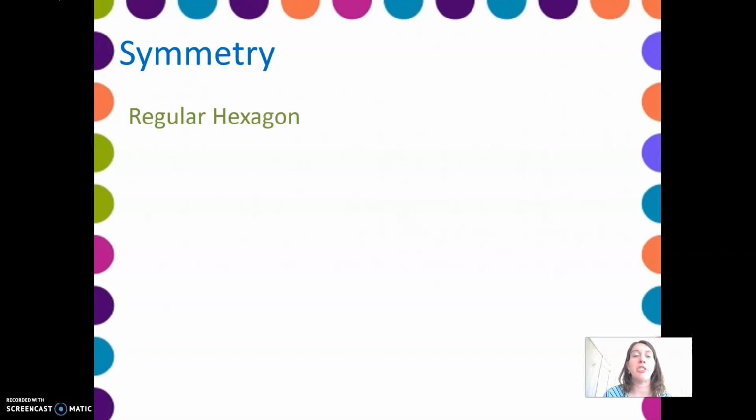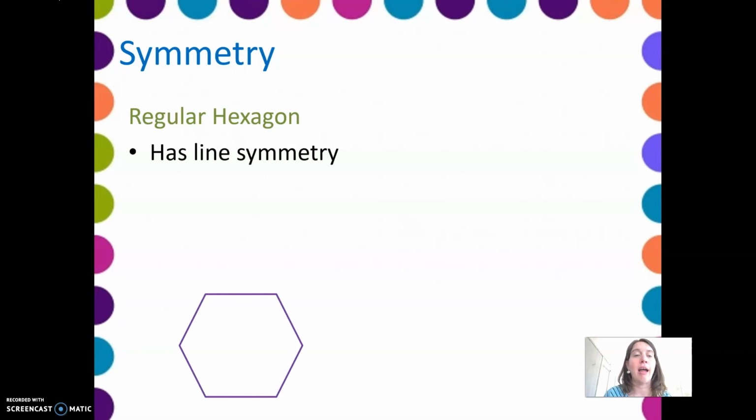Looking at a specific shape, a regular hexagon. Now, we know a hexagon is a shape that has 6 different sides. What does it mean that it's a regular hexagon? All 6 of those sides are the same, and all 6 angles are the same as well. A regular hexagon does have line symmetry. So here's our hexagon that we have.